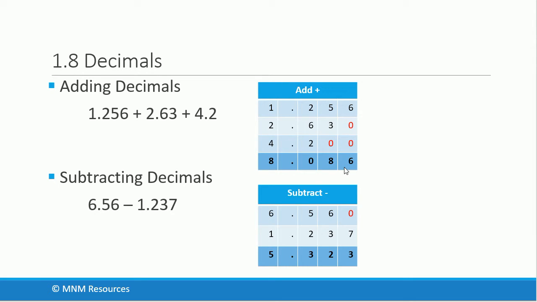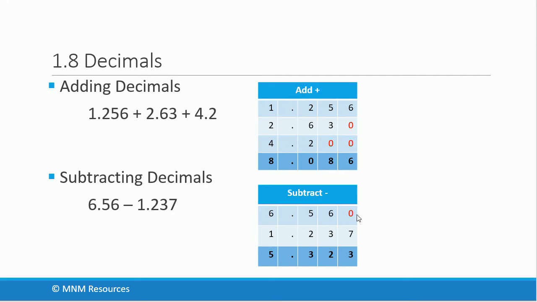So the answer is 8.086. You use a similar method when you're dealing with subtracting decimals. So you have 6.56 and 1.237. As before, you need to line the two numbers up so that the number of digits before and after the decimal point line up. Because 6.56 has only 2 digits after the decimal point, you would add a 0 at the end so that it lines up with 1.237, which has 3 digits after the decimal point.